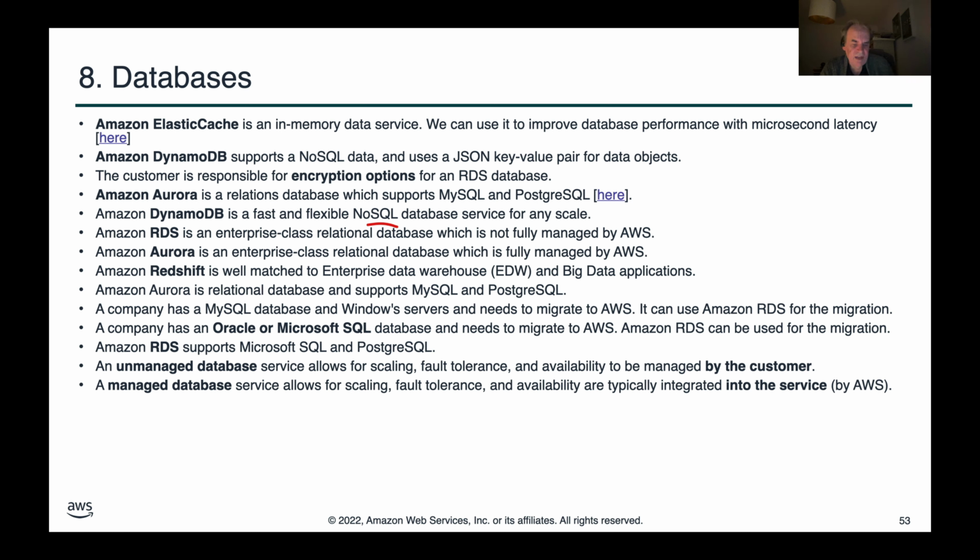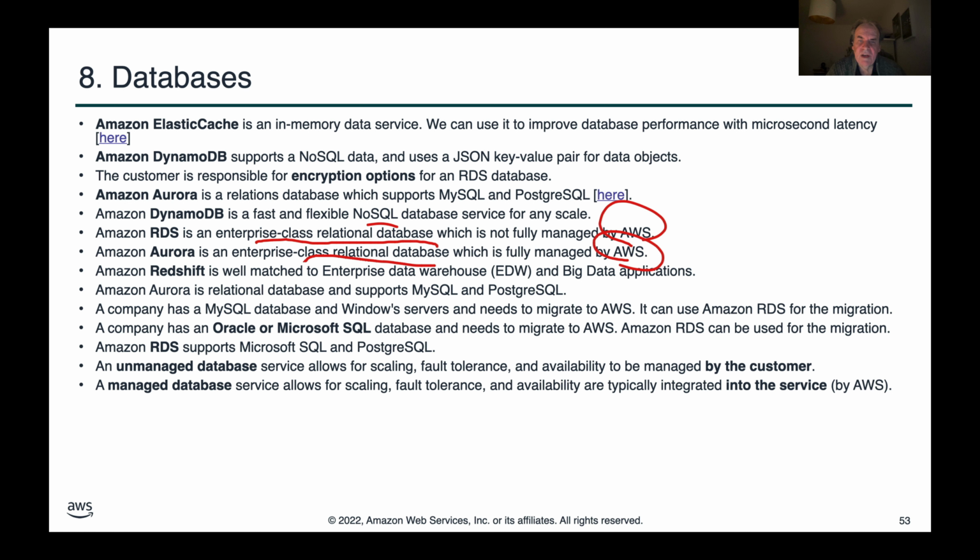RDS is an enterprise level database, and it's not fully managed by AWS. Aurora is a relational database at enterprise level, and it is managed by AWS. Redshift is good for data warehousing and big data applications. It also supports MySQL and PostgreSQL and Oracle too.